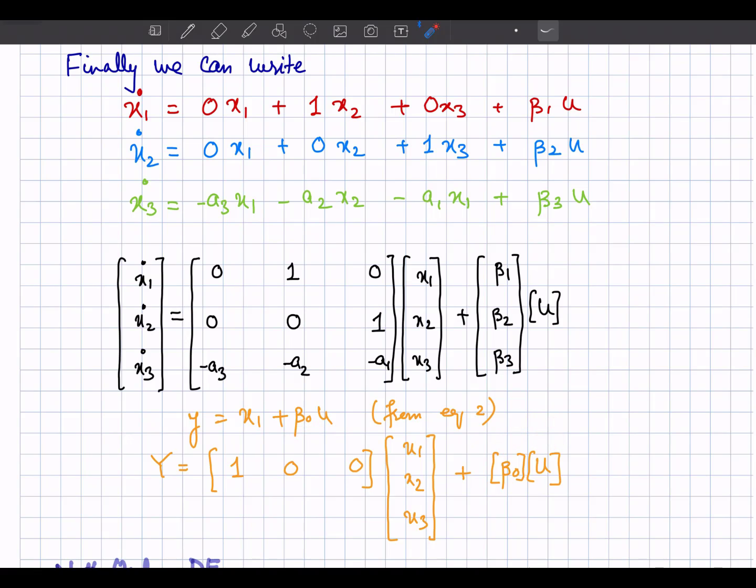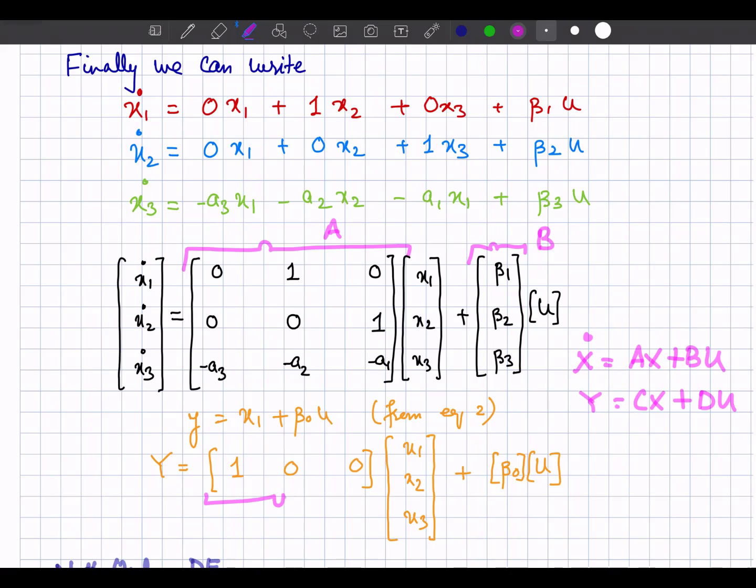So now if I compare it with the standard representation of the state space, that is x dot is equal to Ax plus Bu and y is equal to Cx plus Du. So this is our matrix A, the state matrix, and this is our matrix B, that is the input matrix. This is our matrix C, that's the output matrix, and this is our matrix D, that is the direct transmission matrix, that our input u is directly linked with the output through this direct transmission matrix.